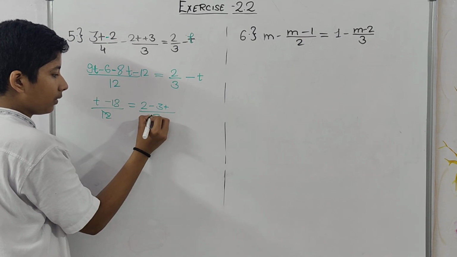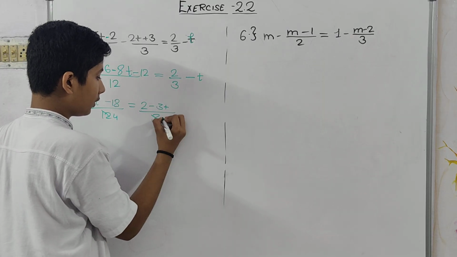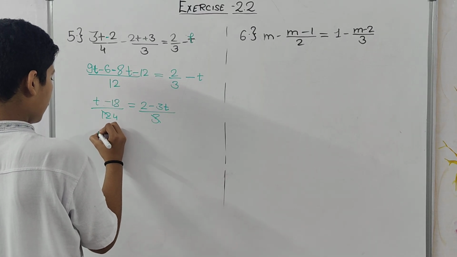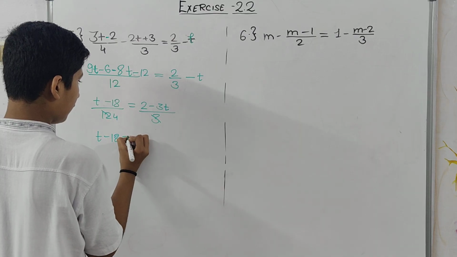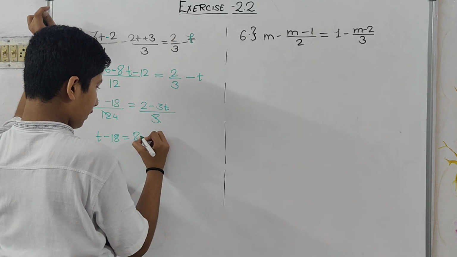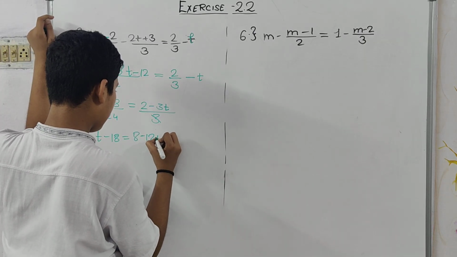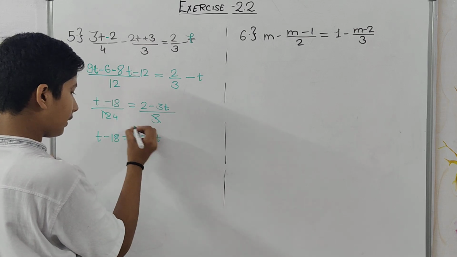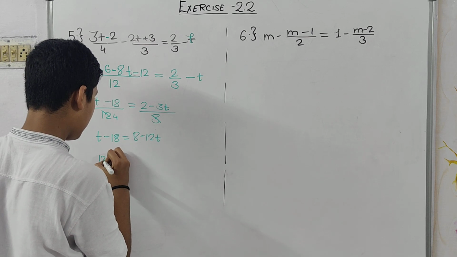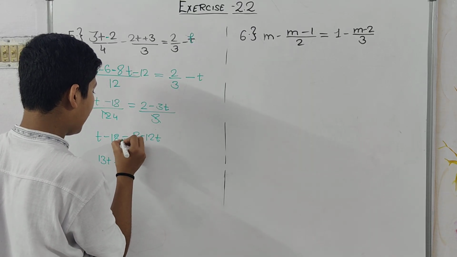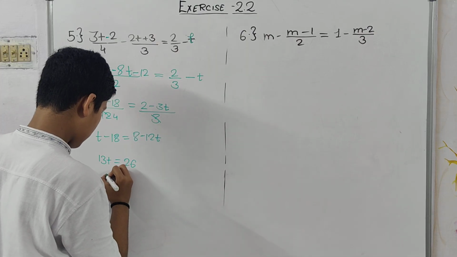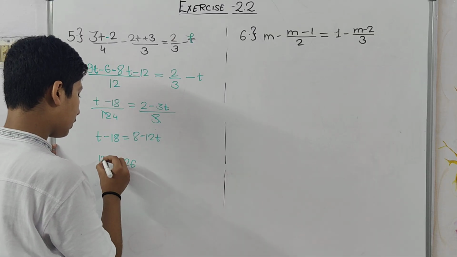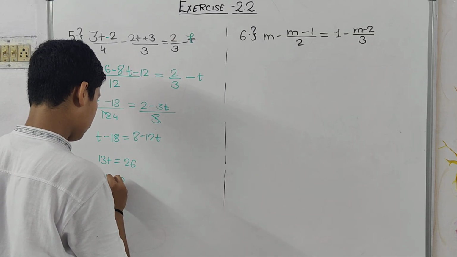We just take LCM. This will be 4 and this will be 1 only. So t minus 18 equals 4 2s are 8 minus 4 3s are 12t. Okay. Now what we do? This will come this side and this will go this side. So 12 plus 1, 13t equals 18 plus 8, 26. So 13t equals 26. So divide 26 by 13. So 13 2s are 26, t will be 2.